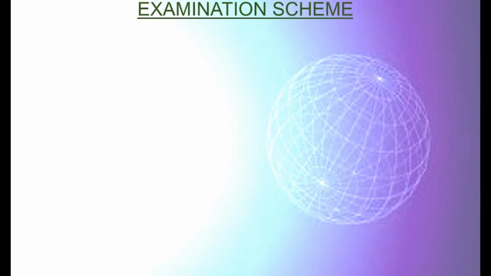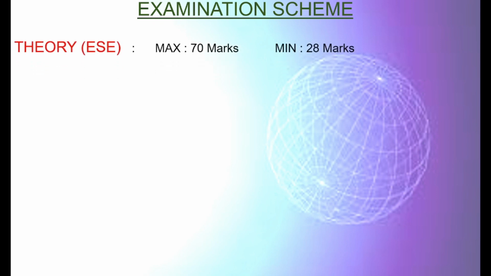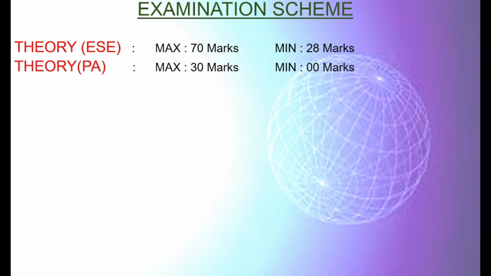That was the syllabus. Now, the examination scheme. If there is a theory paper, means if a written paper will be there, that paper will be of 70 marks and you have to get a minimum of 28 marks for passing. Then you have to give practicals, that is of 30 marks. There is no passing in that. If you get 0, still you are passed in practical.